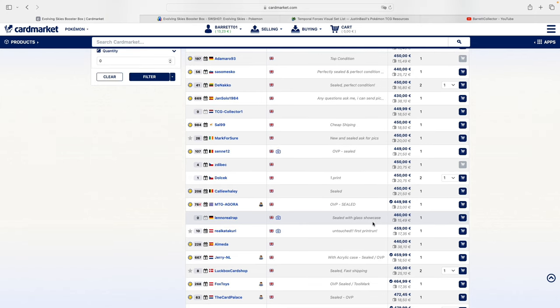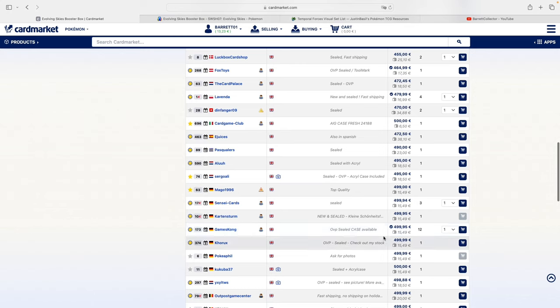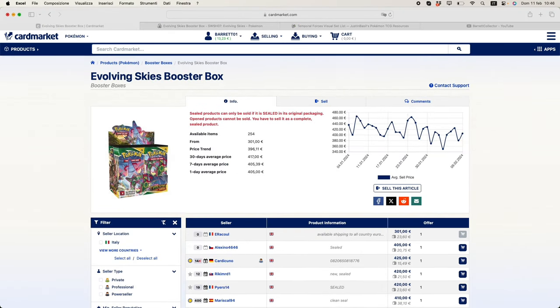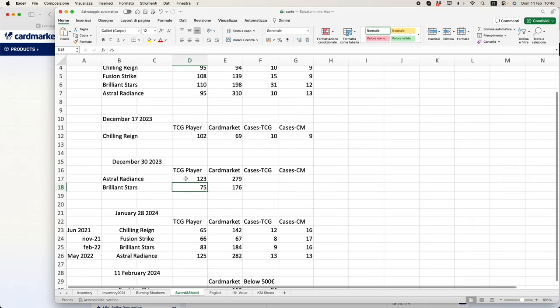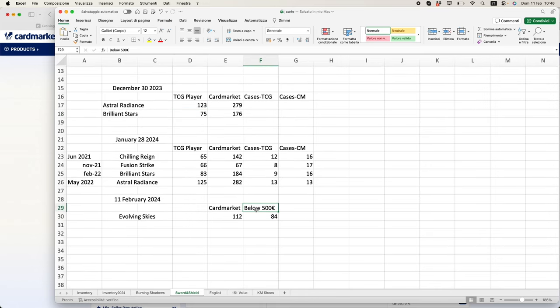I think what is mainly interesting is the number of boxes below 500 euros, which I believe is kind of the real market price. I don't see anyone buying above 500 right now. And that comes down to 82 boxes. If we take a look at our beloved spreadsheet, which we update here on the channel every month, we do have 84 below 500 euros.